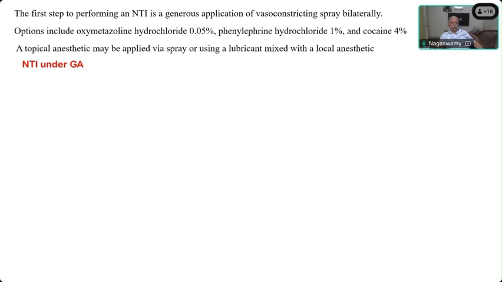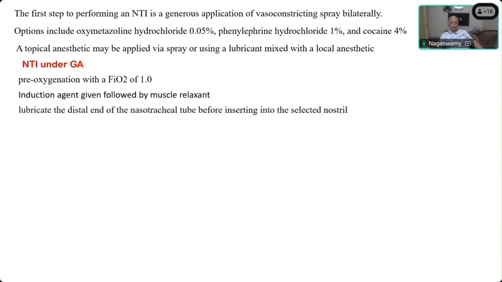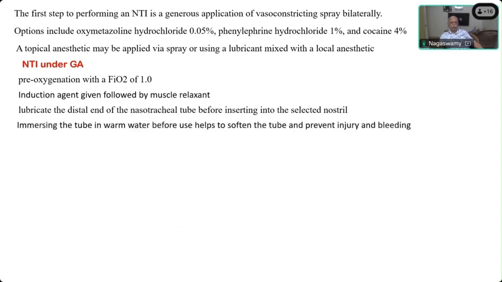Then nasotracheal intubation under GA. You do pre-oxygenation as you do for any other patient. Then the induction agent is given, followed by a muscle relaxant. Lubricate the distal end of the nasotracheal tube before inserting it into the selected nostril. Immersing the tube in warm water helps to soften the tube and prevent injury and bleeding.